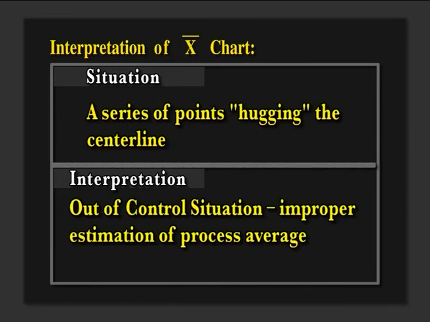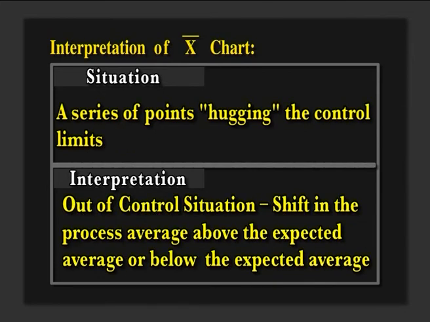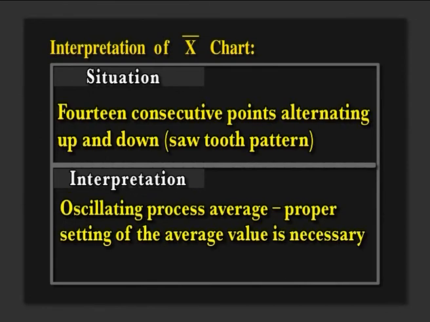A series of points hugging the central line is again an out of control situation, so it might explain improper estimation of process average. A series of points hugging the control limits is again an out of control situation, a shift in the process average above the expected average or below the expected average. 14 consecutive points alternating up and down, a sawtooth pattern, means an oscillating process average; proper setting of the average value is necessary.